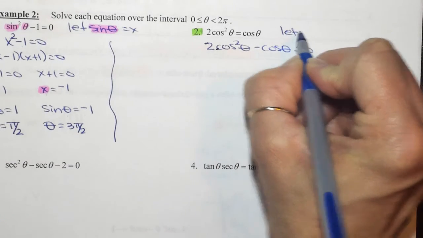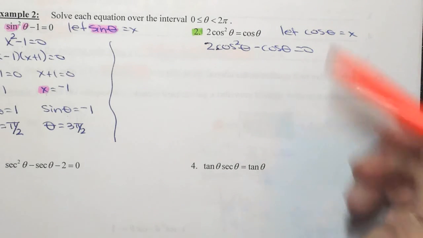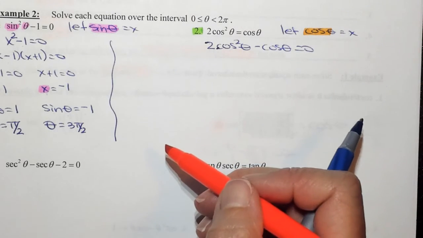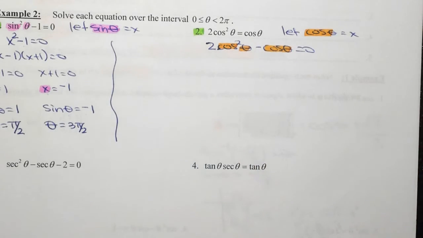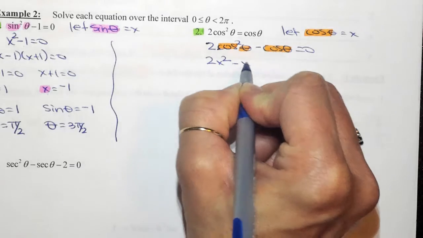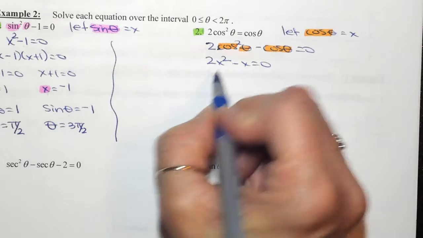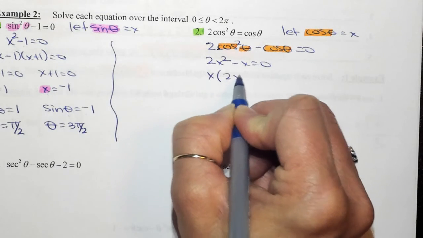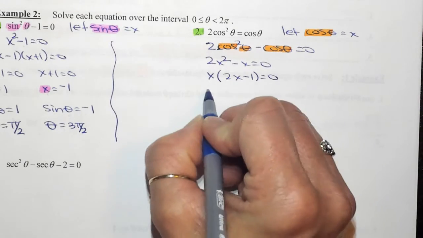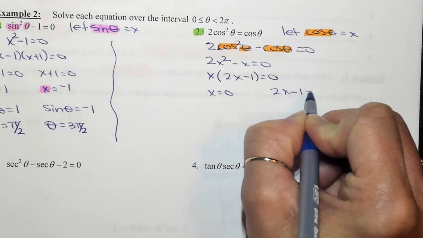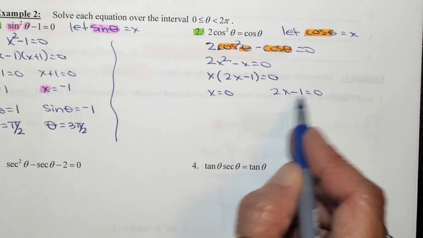Our let statement is the cosine of theta will be equal to x. So I'll use a different color here. We're going to make our substitution right here and right here. So we'll say 2x squared minus x is equal to 0. We have to factor out a greatest common factor. In this case, we take out an x, leaving us with x times 2x minus 1 is equal to 0. Set each factor equal to 0. x is equal to 0. 2x minus 1 is equal to 0. Here, we can make our substitution, but let's solve here first. Add 1, divide by 2.